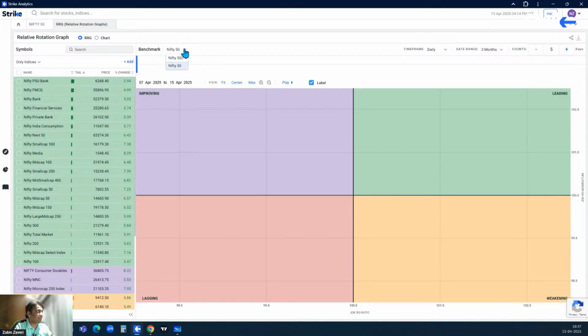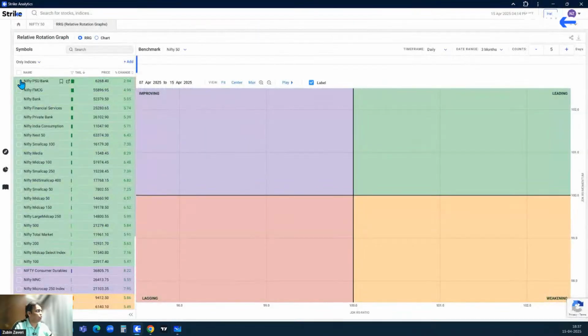We have the benchmark over here. We generally take it as the Nifty 50, but if you want, you can also look at Nifty 500 and use that as a benchmark. But it is recommended that you use Nifty 50 only. All right, so now you've understood this.